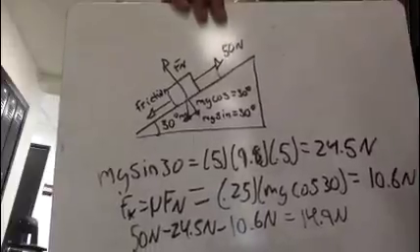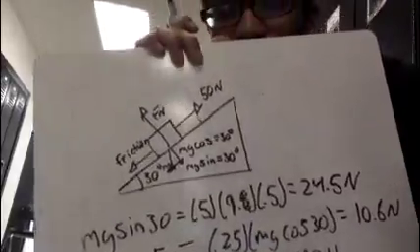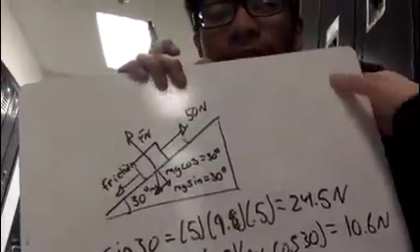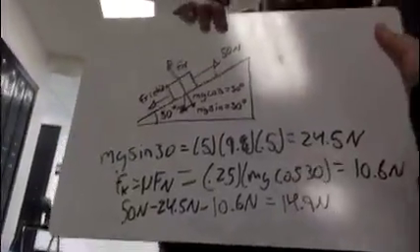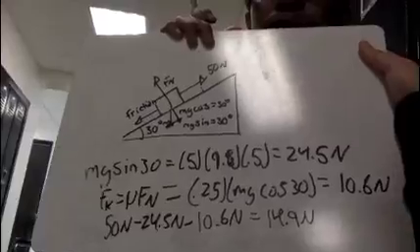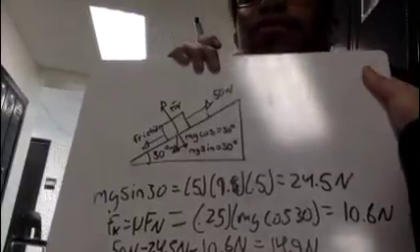It is the net force that does the net work on the block. Thus, the work done on the block is W equals Fx, which equals 14.9 times 10, which equals 149 joules.